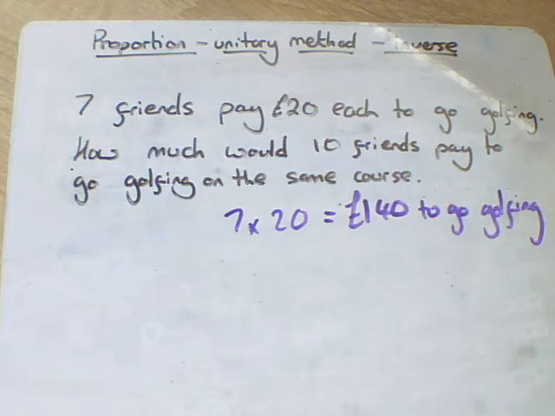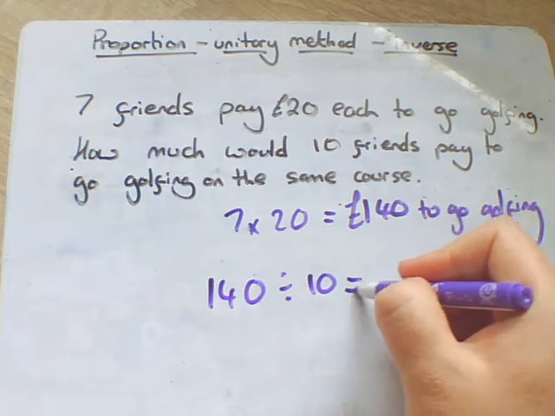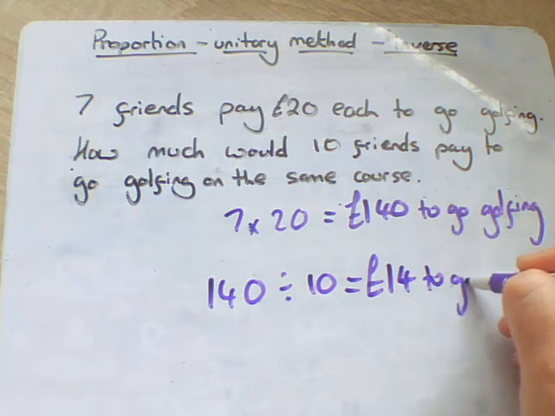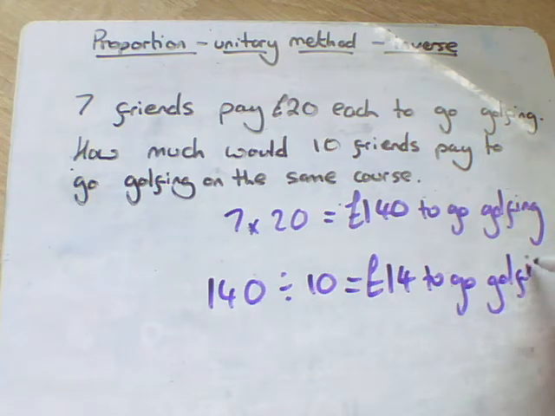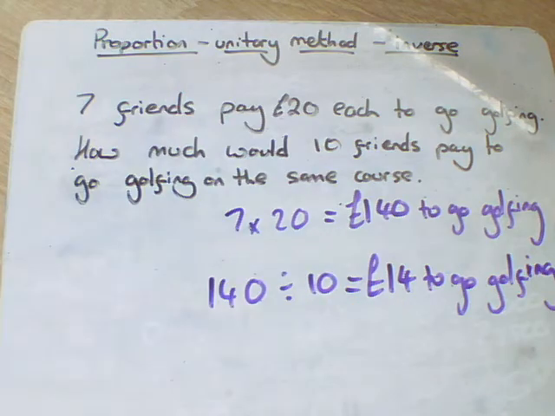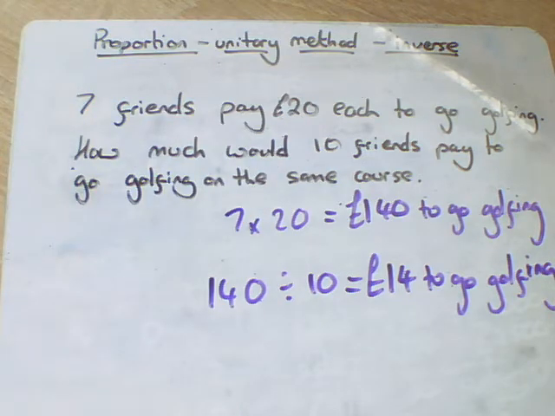I'm now going to split that between 10 friends. So 140 split 10 ways means that it's going to cost each of these people £14 to go golfing. So the reason this is inverse: as the number of people has gone up, the cost of going golfing has gone down. It's gone from 20 down to 14. And that's the whole point of inverse. As one thing is increasing, something else is decreasing. So in this case, the number of people increased, but the cost decreased.